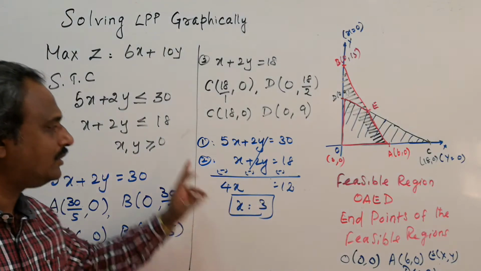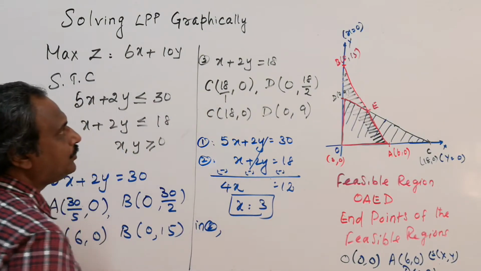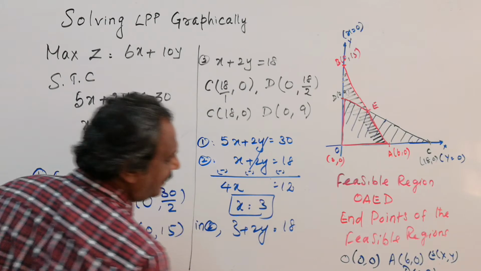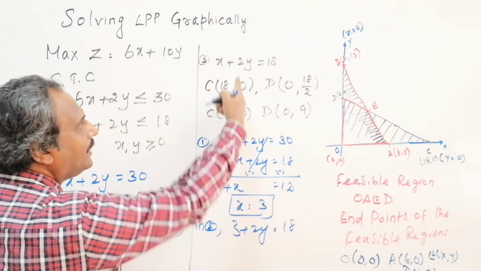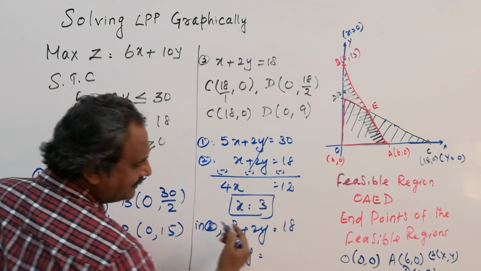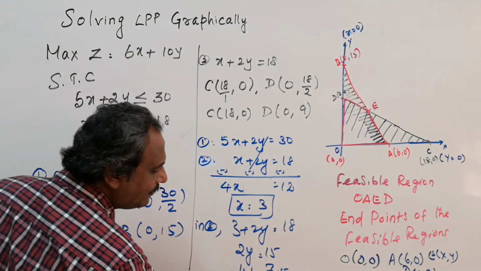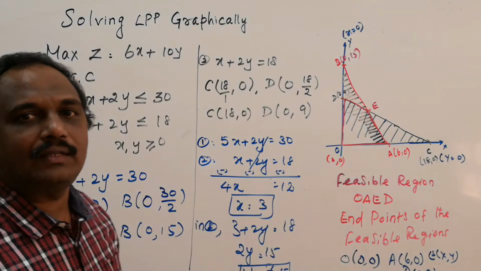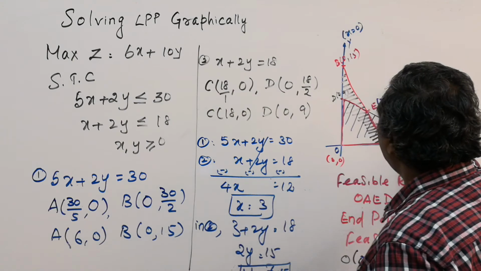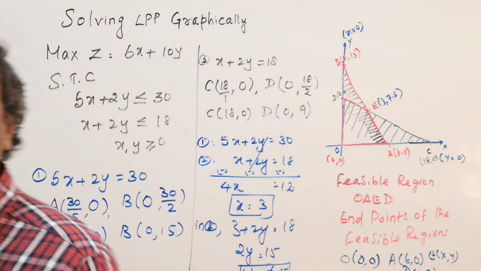Now I am going to substitute this value in any one equation, 1 or 2, for my comfort. I am substituting in 2. So 3 plus 2y is equal to 18. So 2y is equal to 18 minus 3, 15. So y is equal to 7.5. So now we have attained the value of E. We got the value of E, which is 3, 7.5.